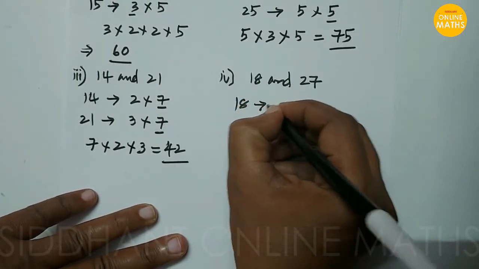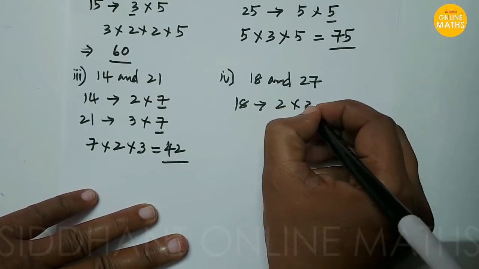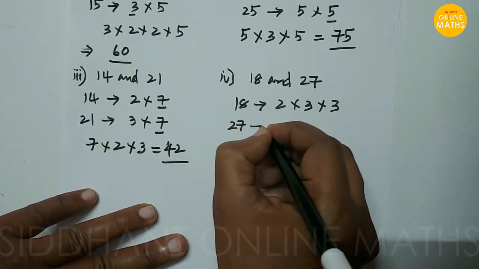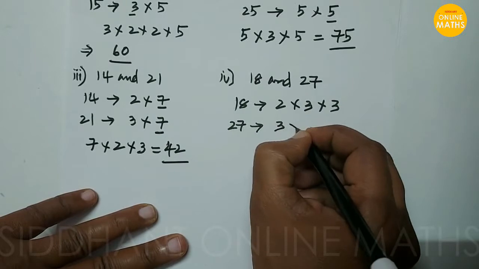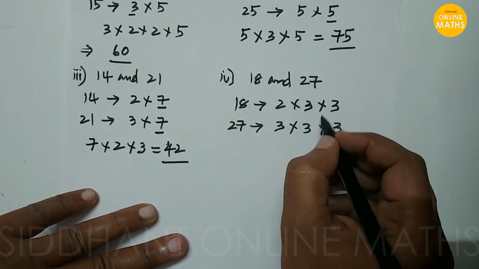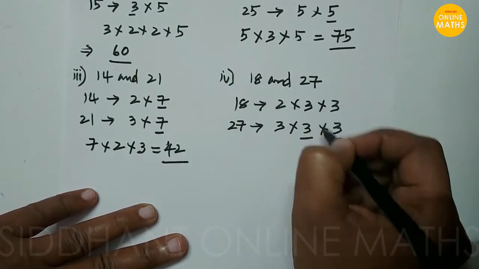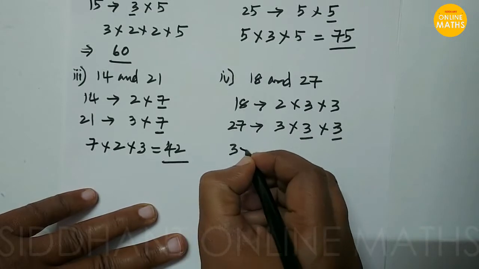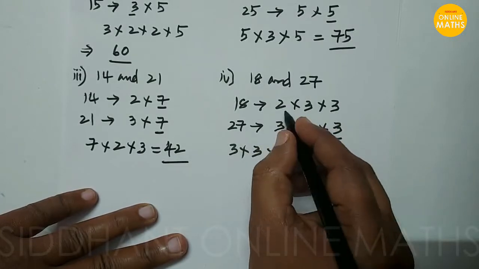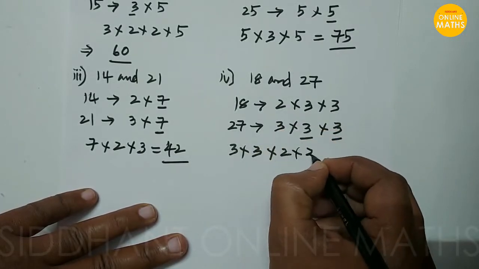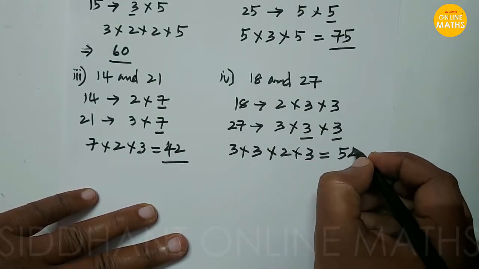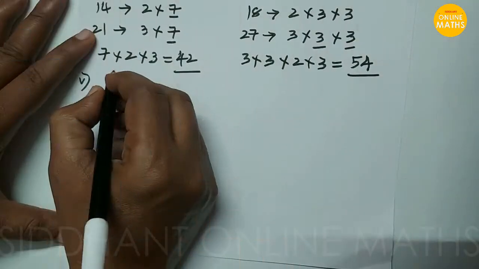Next, fourth, 18 and 27. For 18 the prime factorization is 2 into 3 into 3, and for 27 the prime factorization is 3 into 3 into 3. And we see the common factors, that is 3 and 3. So first we write the common factors multiplied by the extra factors, that is 2 into 3, and we get 54.